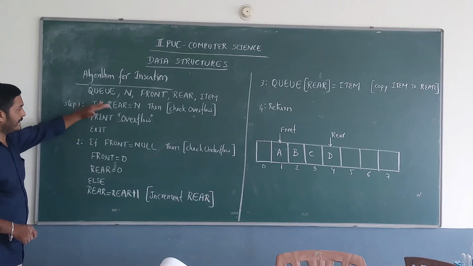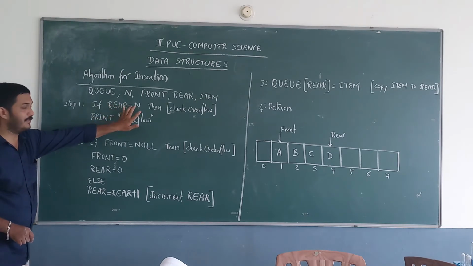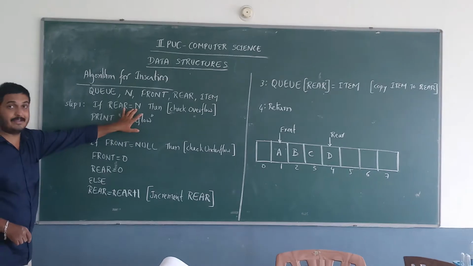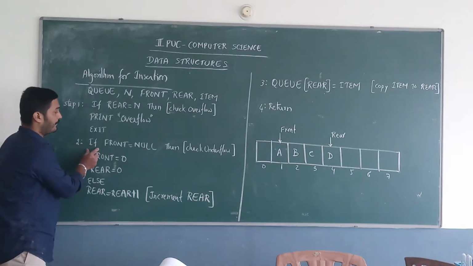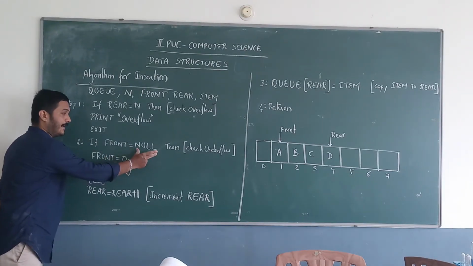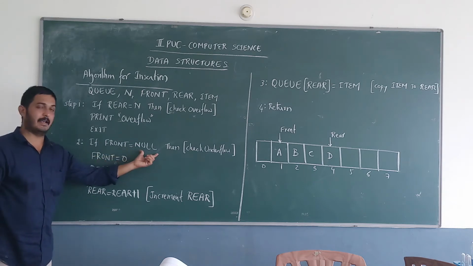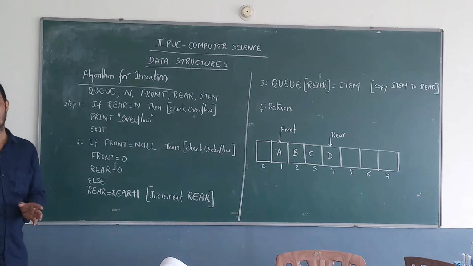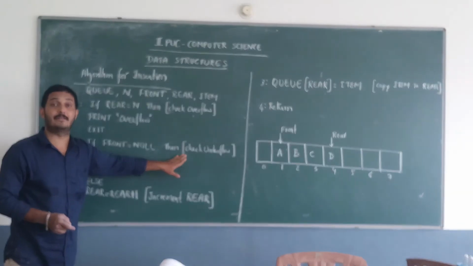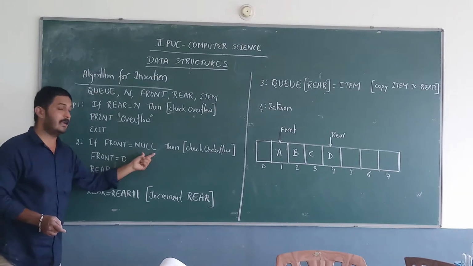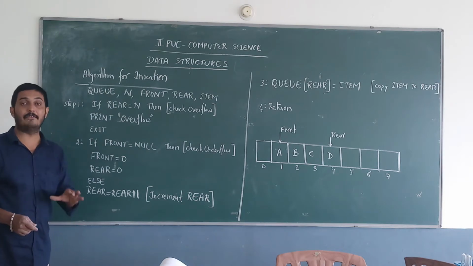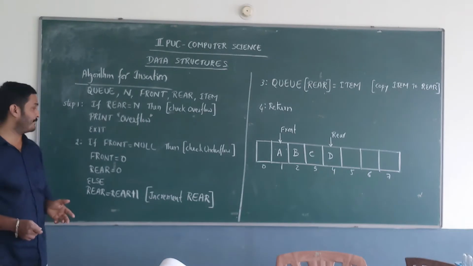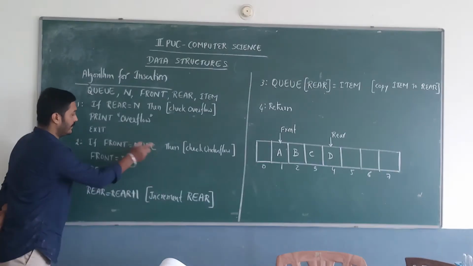Next, in case rear is not equal to n, that is, the Q is not full, then if front equals null, front equals null means Q is empty. Actually, it is a condition to check whether the given Q is underflow or not. Underflow means empty. If front equals null, that indicates the given Q is empty.